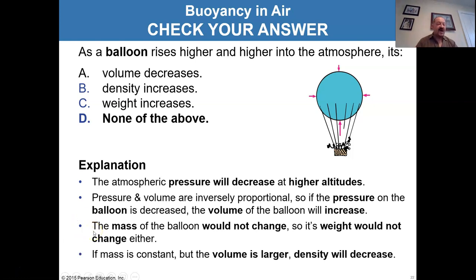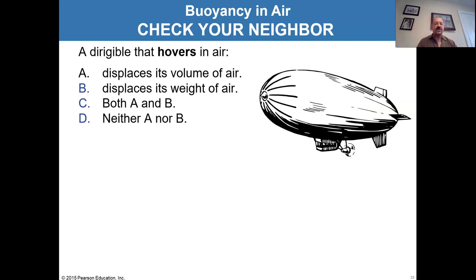So if the mass is constant, the volume is larger, and the density will decrease, as we already mentioned. All right, so a dirigible, this is another name for a blimp or a zeppelin, that hovers in the air. So the key word here is hovers. A, displaces its volume of air. B, displaces its weight of air. C, both. D, neither. Well, we already know that B is absolutely a correct answer, right?